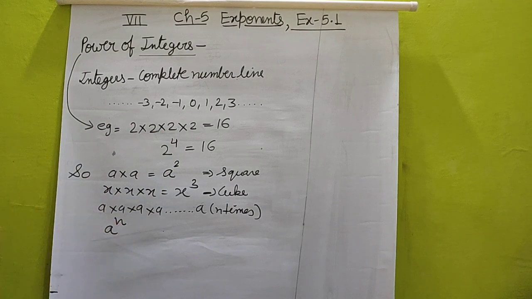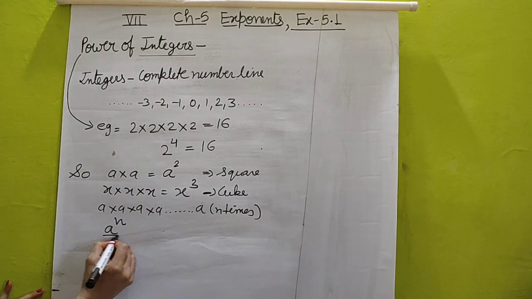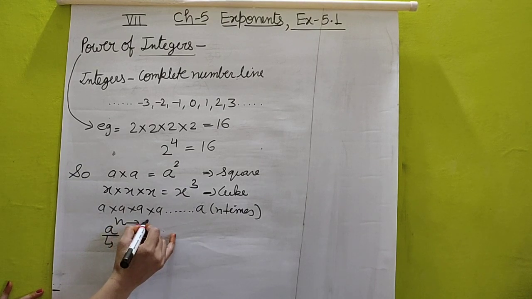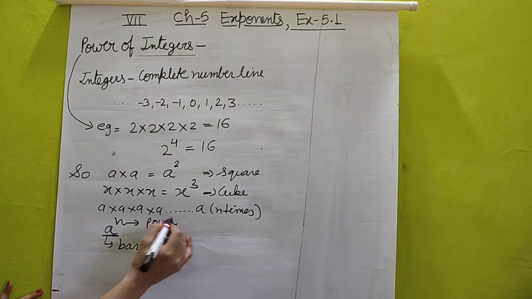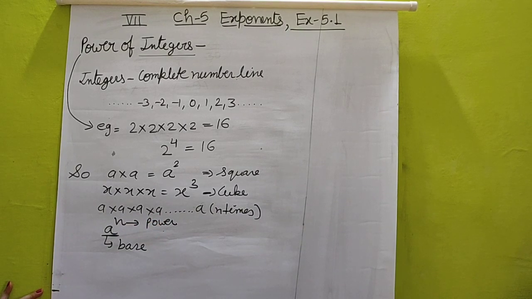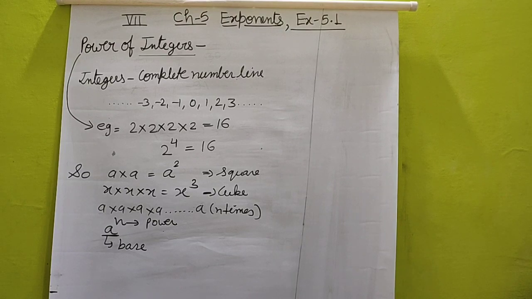So here a raised to power n, where a is the base. A is the base and n is the power. You can write n as power, degree or exponent. Okay students, now one more thing I will clear here.